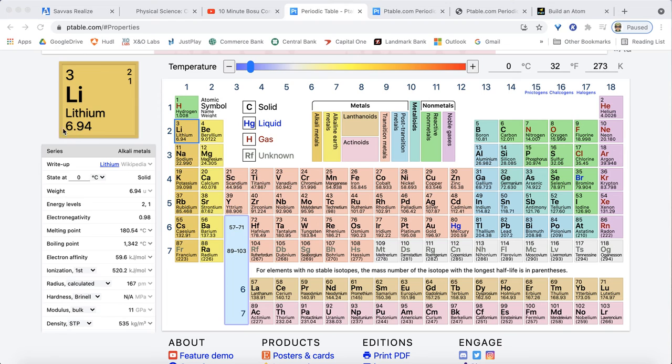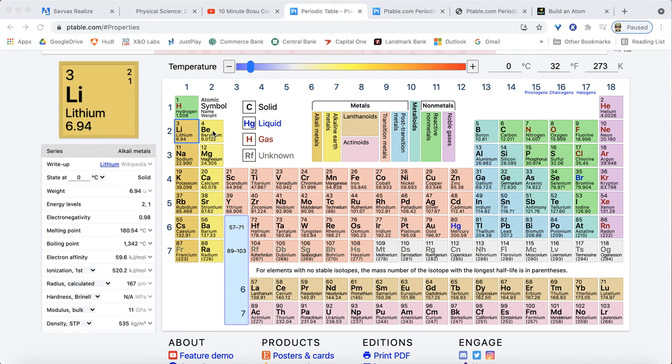So 6.94, I know by looking at that the most common isotope of lithium is lithium-7, because 6.94 rounds to 7. That means there would be 3 protons and 4 neutrons in the nucleus of lithium-7. If you notice also in the upper right-hand corner of this periodic table, it shows the electron configuration. So there are 2 electrons in the first energy level, and there is 1 electron in the outermost energy level. 1 valence electron. That would be the last number here.